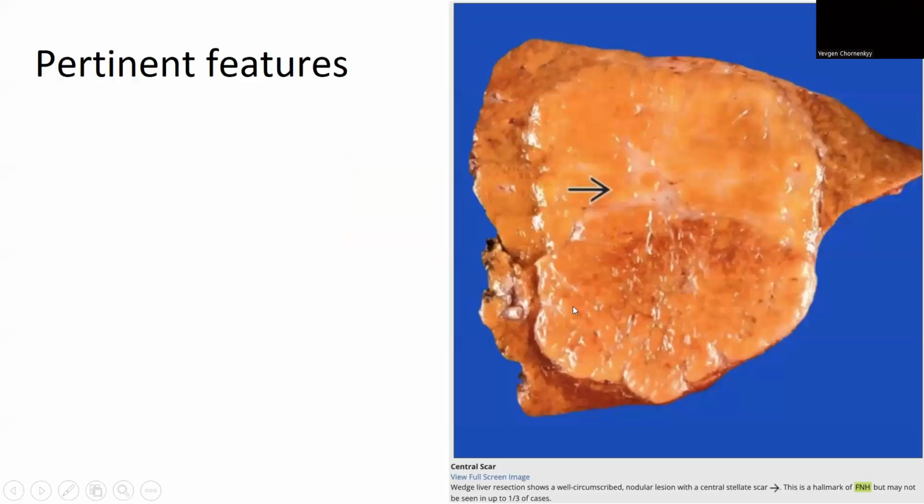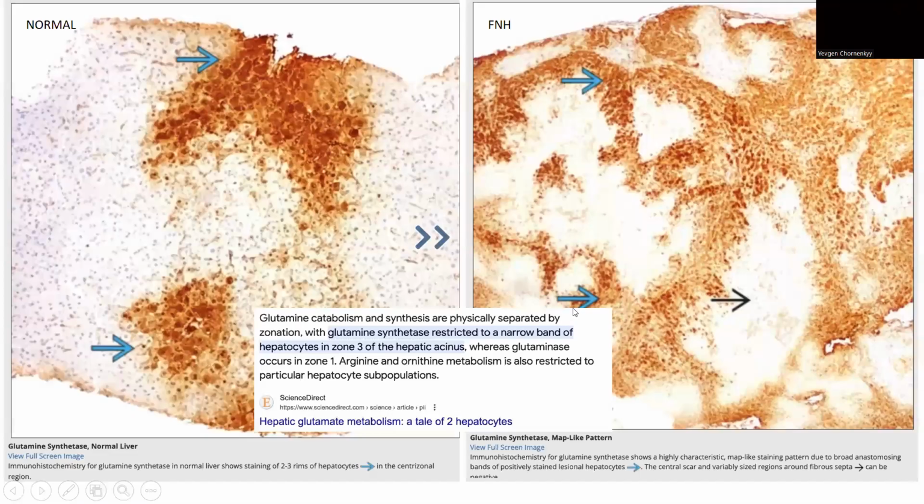And yeah, we talked about this. This is just pertinent features. This is what I wanted to show you because this is something that confused me in residency so much. I never got it until my boards. This is normal staining. This is just zone 3 central vein staining, glutamine synthetase. And then map-like staining is just diffuse, disorganized. And this paper says that's because in zone 3, these hepatocytes that live here make glutamine synthetase. So, wow.